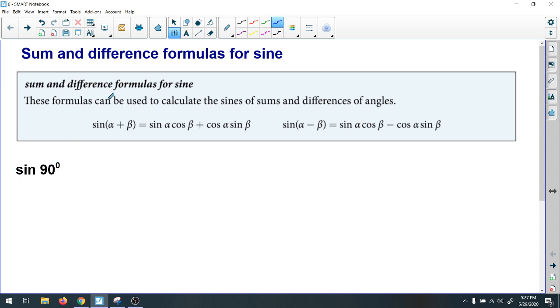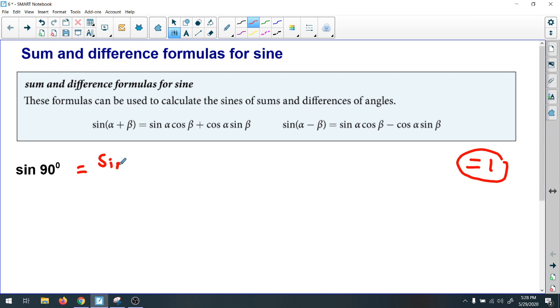We have sine of 90. As you know, sine of 90 equals 1. Keep that here. We need to prove that sine of 90 equals 1 using the sum or the difference of sine. So we're going to split 90 into two famous angles, and I prefer to have 60 and 30.